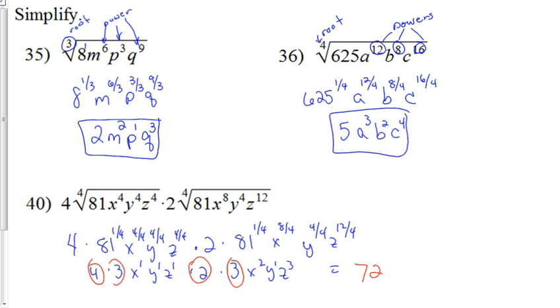X to the first and x squared. If we combine them under one exponent, that's x to the third. Y to the first, y to the first. Combine them, it's y to the second. Z to the first, z to the third. Combine them under one exponent, you get z to the fourth. There you have it. All right, a little bit longer problem, but it's just a lot of simplifying.